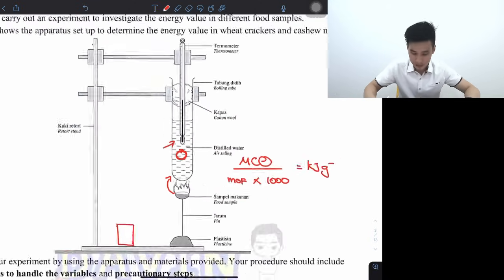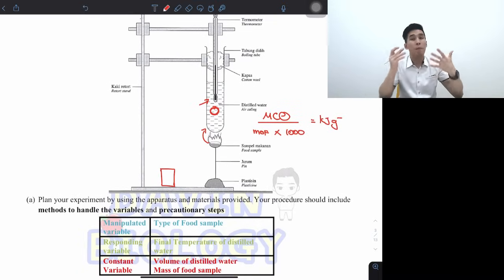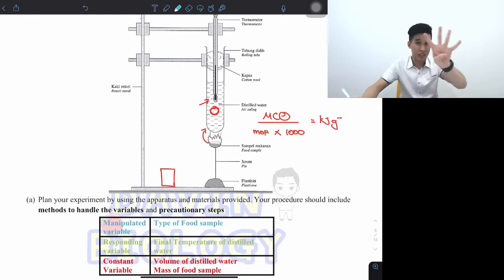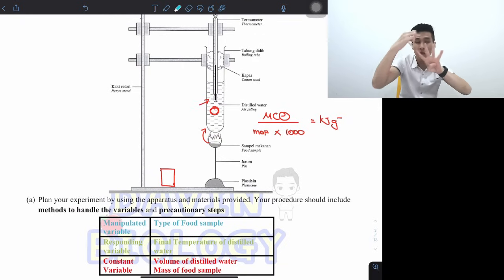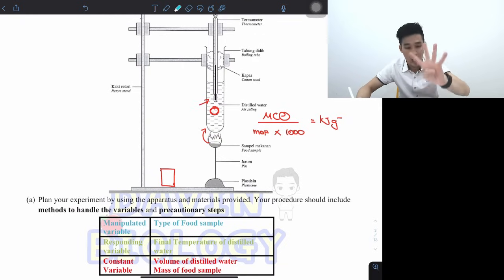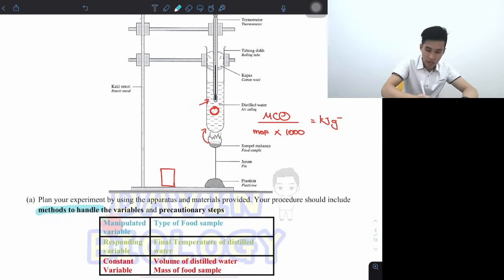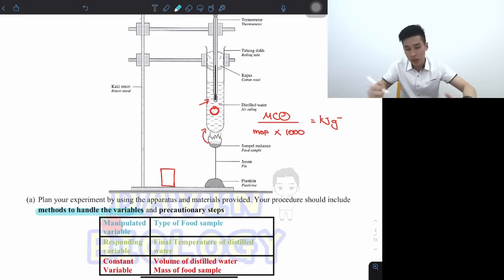First things first. The first question usually asks for the procedure. The procedure is 4 marks only, which means you only need 4 points, four sentences, to get these 4 marks. Number 1, they say method to handle variables, where of course you have 3 variables, plus 1 precautionary step.